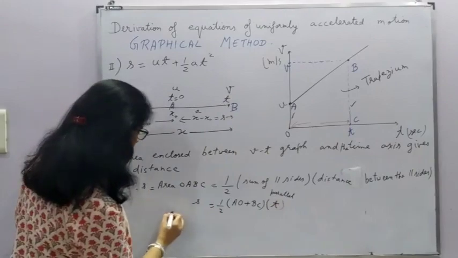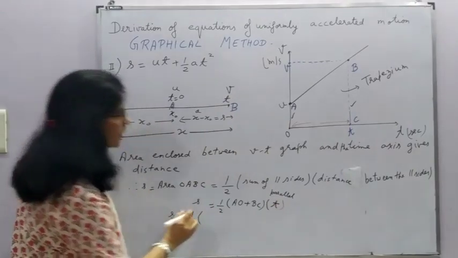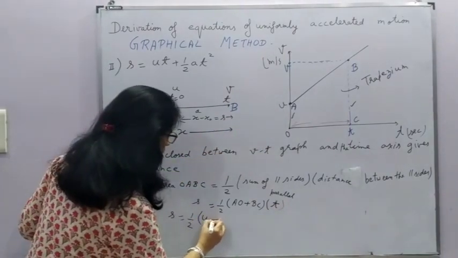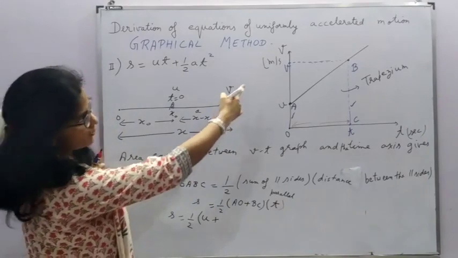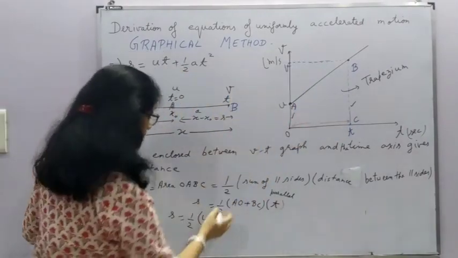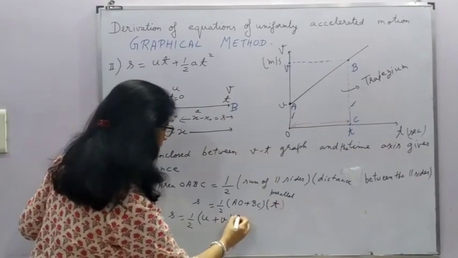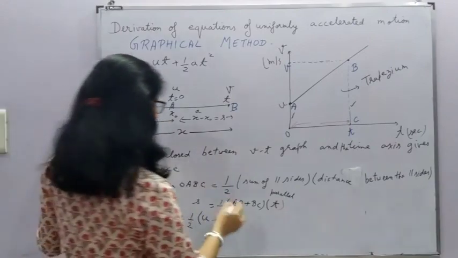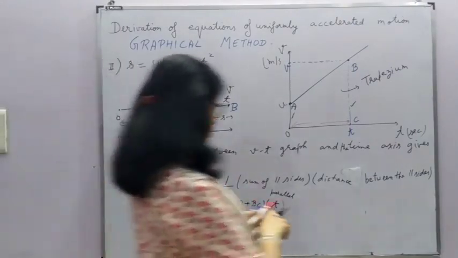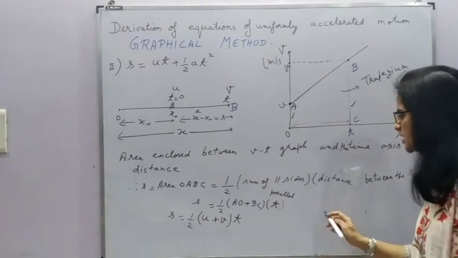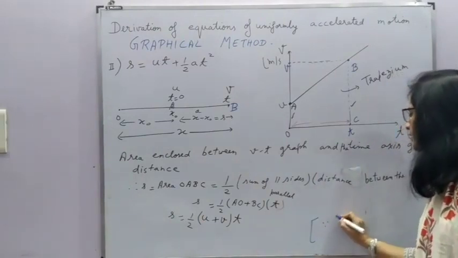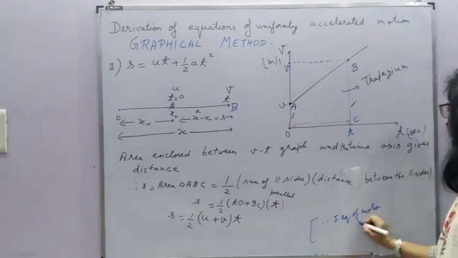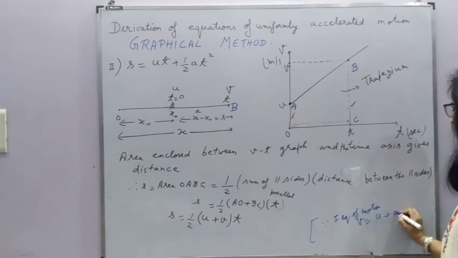Right? So from here, this will be half. How much is AO? AO is U according to the graph. So this is U. How much is BC? BC is V. This is equal to this one. So this is V and this is T as it is. Right? Now from the first equation of motion, we know that V is equal to U plus AT.